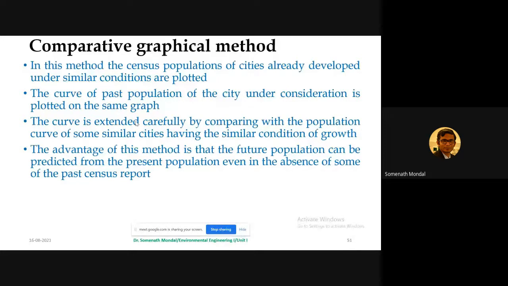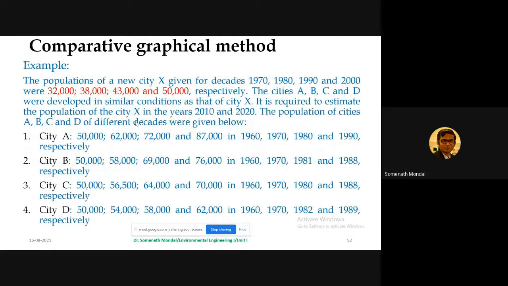Now, this method can further be explained with the help of a problem. So let me first show you the problem. This is an example, and if I discuss it with an example, it will be much easier for you to understand.